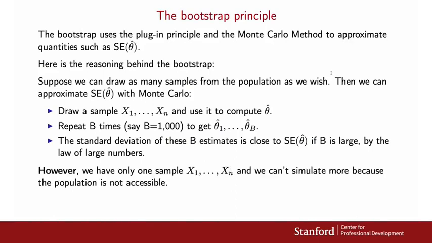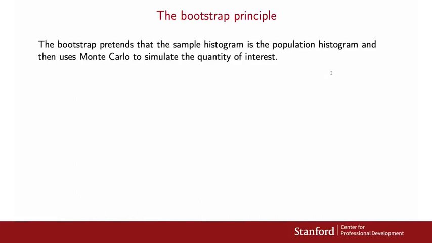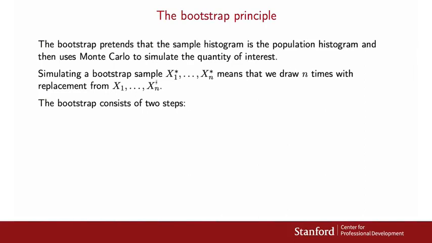But remember, the caveat in Monte Carlo was that we only have one sample, and we cannot sample as many times as we wish. The trick that the bootstrap uses is the plug-in principle. It simply simulates from the sample histogram instead of from the population histogram. In other words, the bootstrap pretends that the sample histogram is the population histogram and then simply uses Monte Carlo. So how does that work? Drawing a sample from the sample histogram means drawing with replacement from the n numbers x1 to xn.